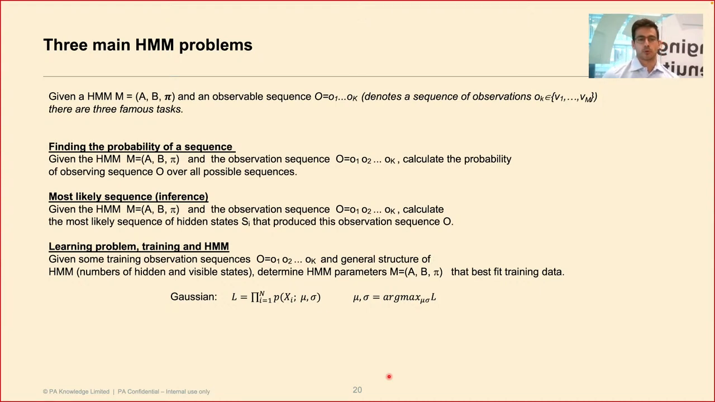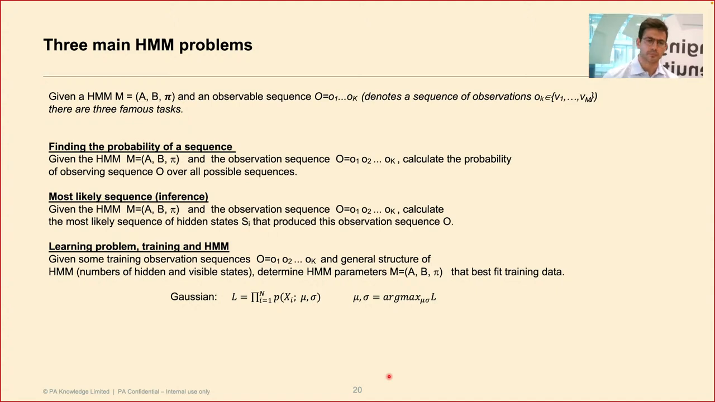Now we have three main problems that hidden Markov models are usually used to answer. Given a hidden Markov model, again with the three components A, B, and Pi, and the observable sequence O equals O1, O2, up to OT, the first problem is to calculate the probability of observing the sequence O over all possible sequences. For example, we could ask, what is the probability that we will see our trader being happy, happy and sad in that particular order? So we have to calculate the probability of that observable sequence over all possible sequences that our hidden states might have, which affect our observable sequence. We have to remember the observable sequence is different from the sequence of the hidden states.